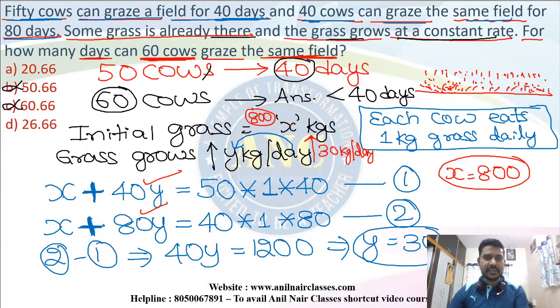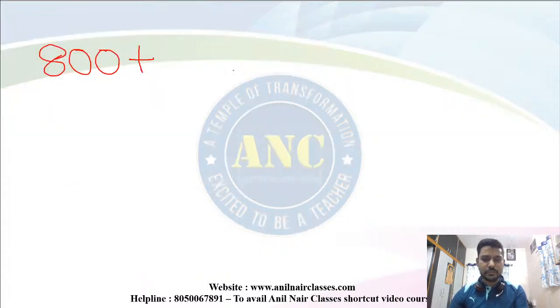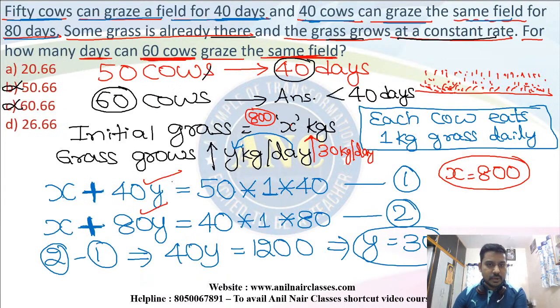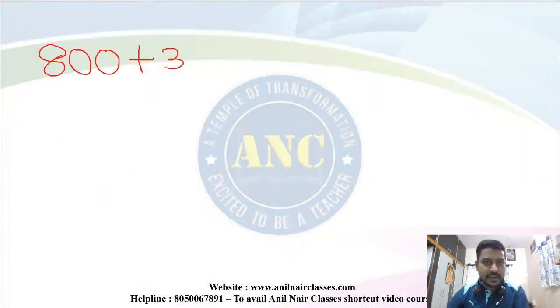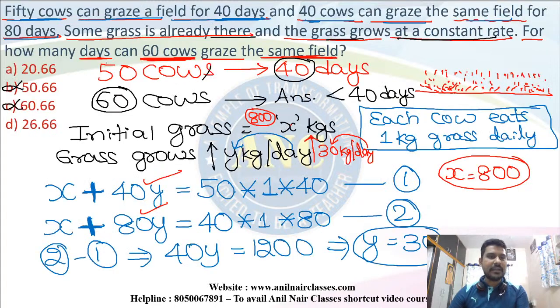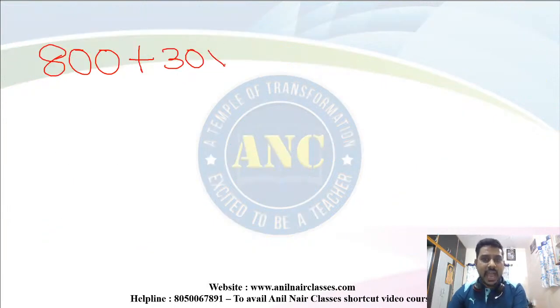And can I say that for how many days can 60 cows graze the same field? So this will be, observe here, in one day it will increase by 30 kgs. But in the question they are asking how many days. I don't know how many days. I will keep it as k days. One day it is increased by 30 kgs. Grass is increased by 30 kgs in one day. In k days, it is increased by 30 into k kgs.